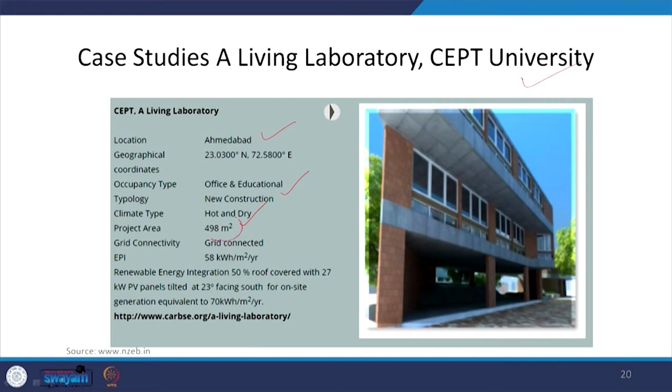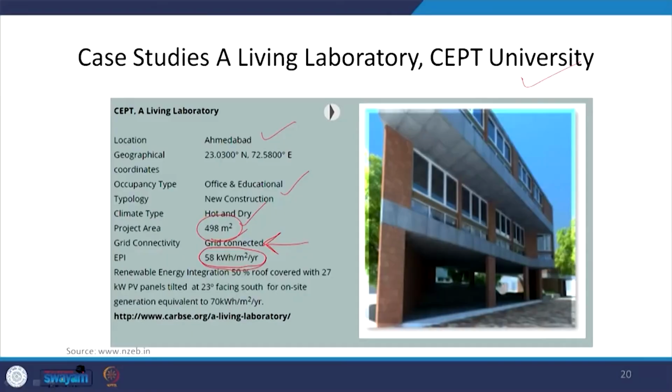The total area is approximately 500 square meter, and it has a grid connectivity. It is not off grid. So, the first thing that they did was to reduce the EPI, Energy Performance Index of the building, and they brought it as low as 58 kilowatt hour per meter square per year.